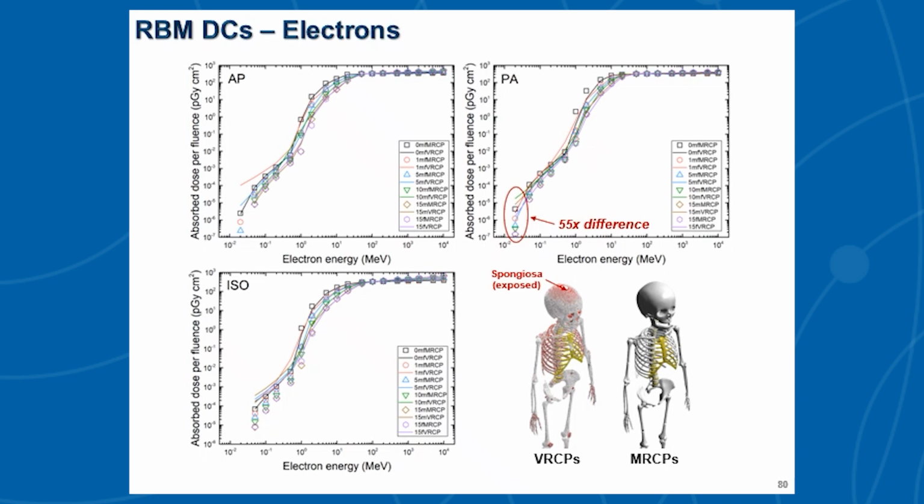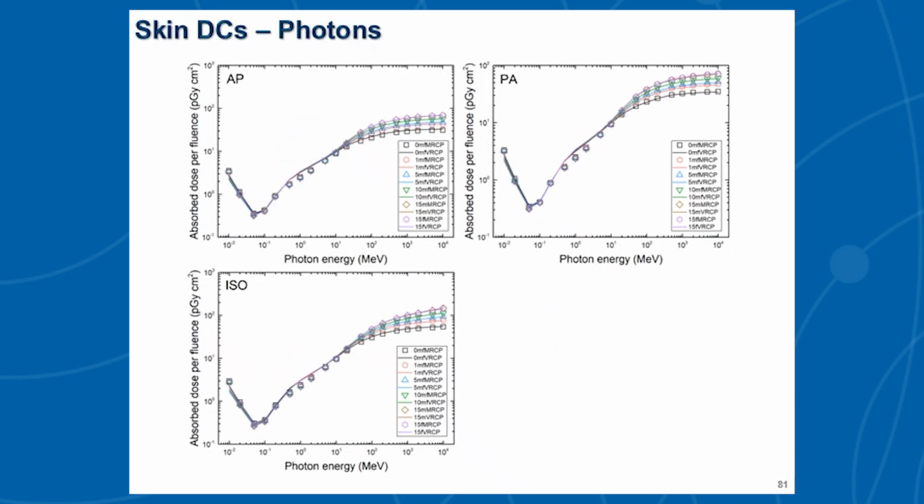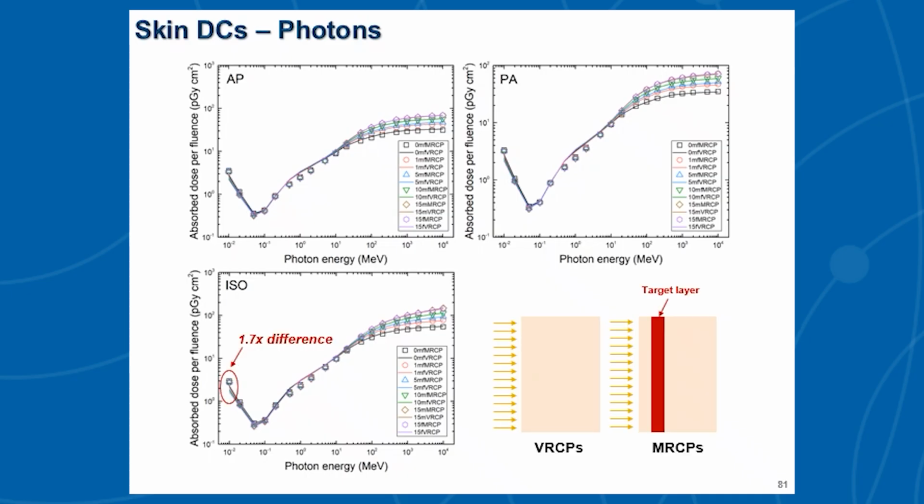Next is the skin dose coefficient for photons. Like in the previous cases, the results from the mesh and voxel phantoms agreed very well across most energies. Only at 10 keV did we observe larger differences, of up to 1.7 times. This difference is mainly because, unlike the voxel phantoms where the skin dose was calculated for the entire skin, the mesh phantom calculated this value specifically for the thin microscale radiosensitive tissues.